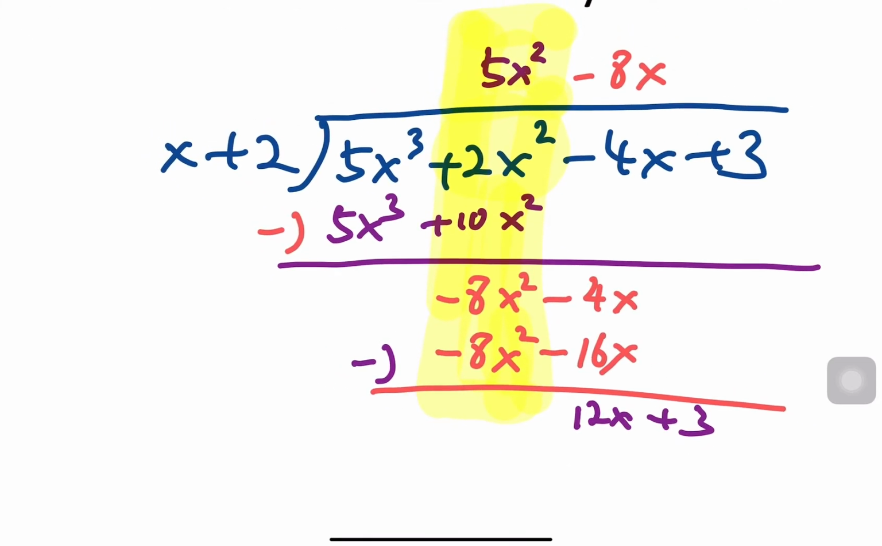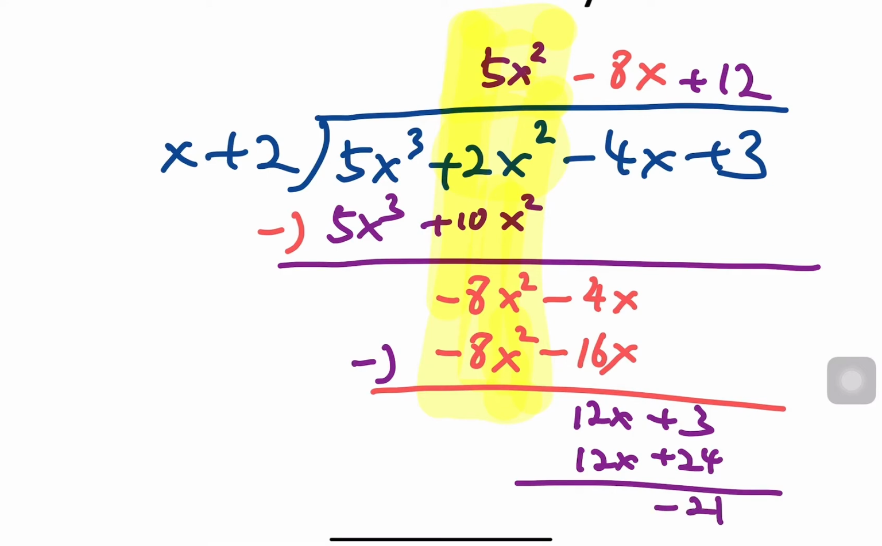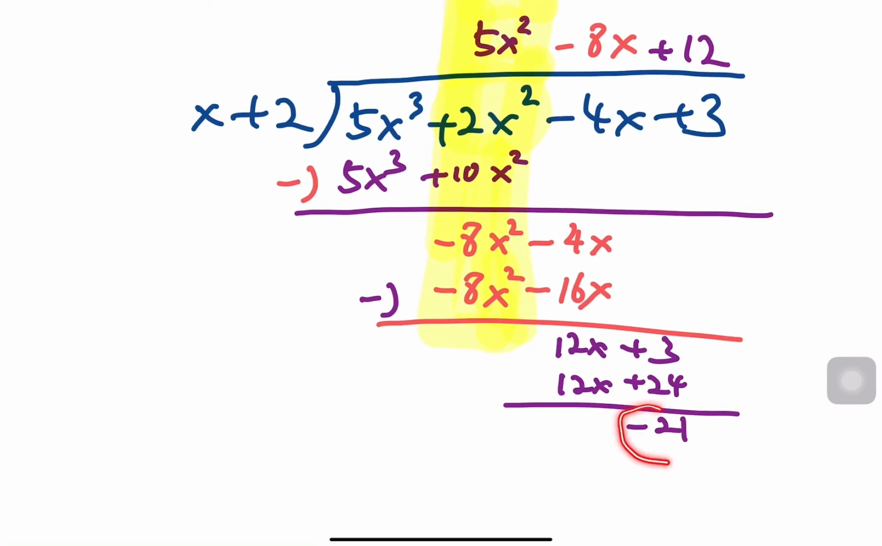Can we stop here? No, because the degree is 1 and the degree of this term is also equal to 1. We cannot stop here. So the last term, think about term multiply x, which is equal to 12x. So obviously, this is 12. 12x squared plus 24. So this is equal to negative 21. You can see this is degree 0. Now we can stop here.